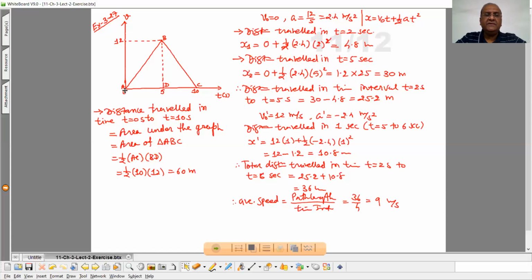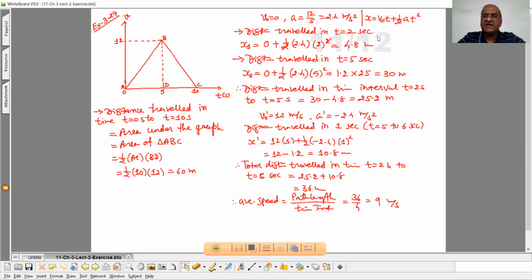Initial velocity is 0. Acceleration is the slope of this graph, that is 12 by 5, 2.4 meter per second square. Now, to calculate the distance traveled in 2 to 5 seconds, first we have to calculate the total distance traveled in 2 seconds. So we use the equation x equals v0t plus half at square.